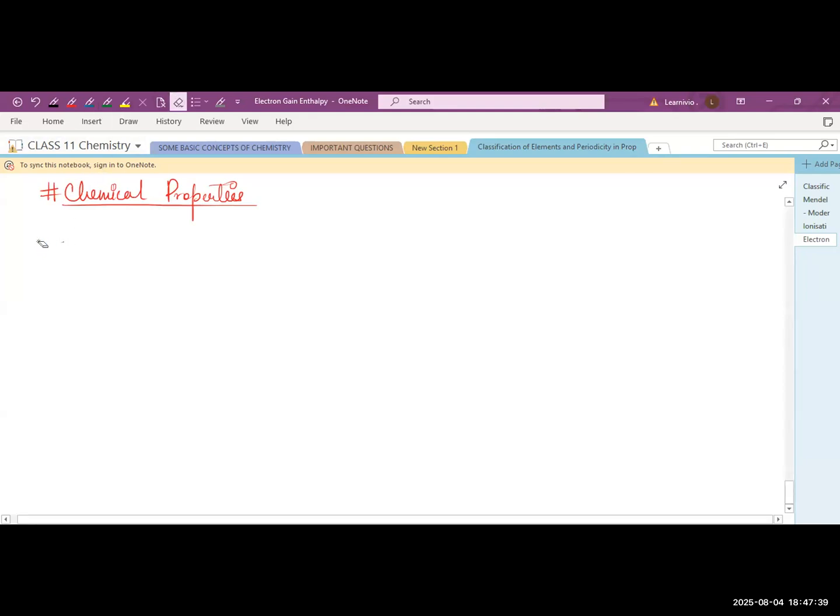Okay, let's see in question form where we will discuss. Write down the question. Predict the formula of the following pair of elements.